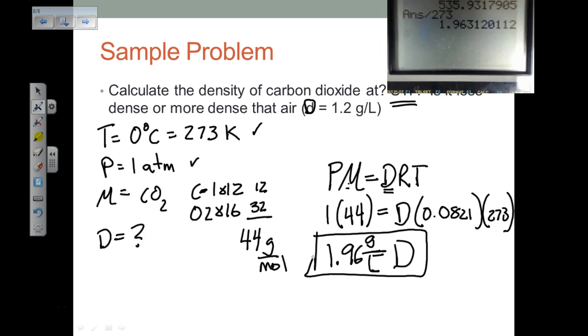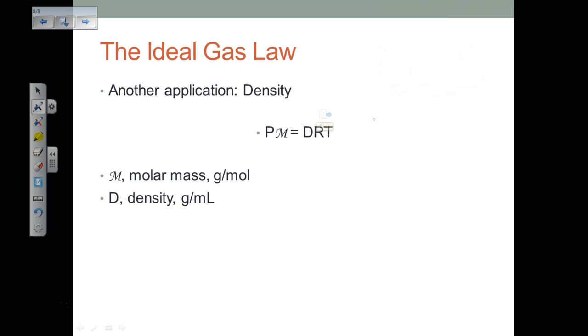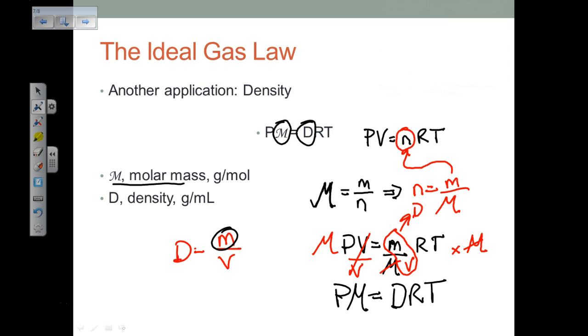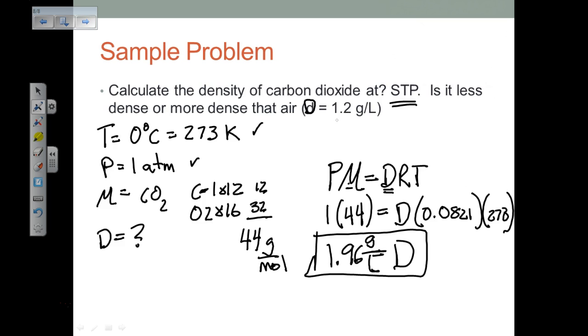Now, the second part of the question says, is it less dense or more dense than air? Well, I give you air. It's a comparison problem. This guy, 1.2, is definitely less than 1.96. So this guy is definitely less. This is more dense. CO2 is more dense.